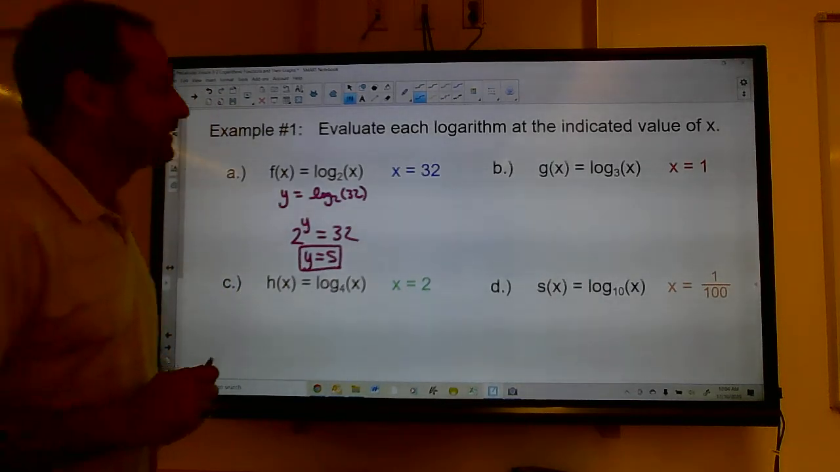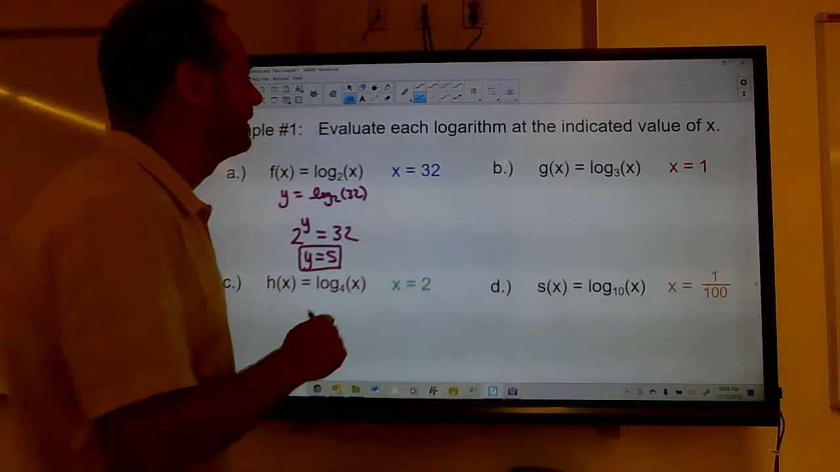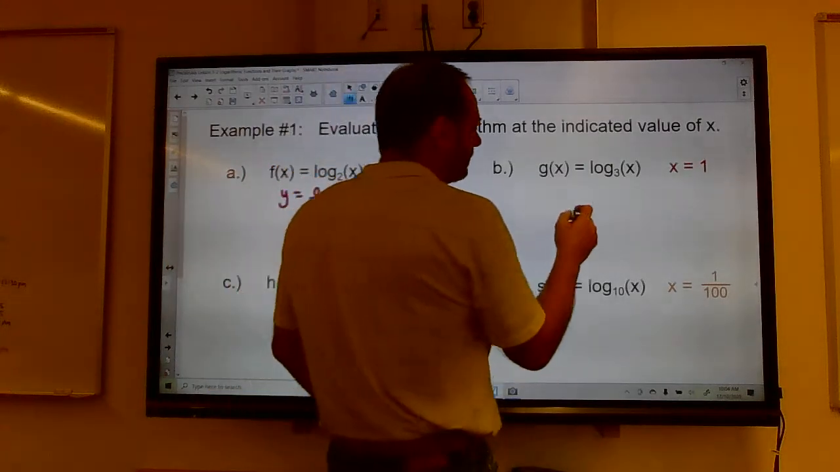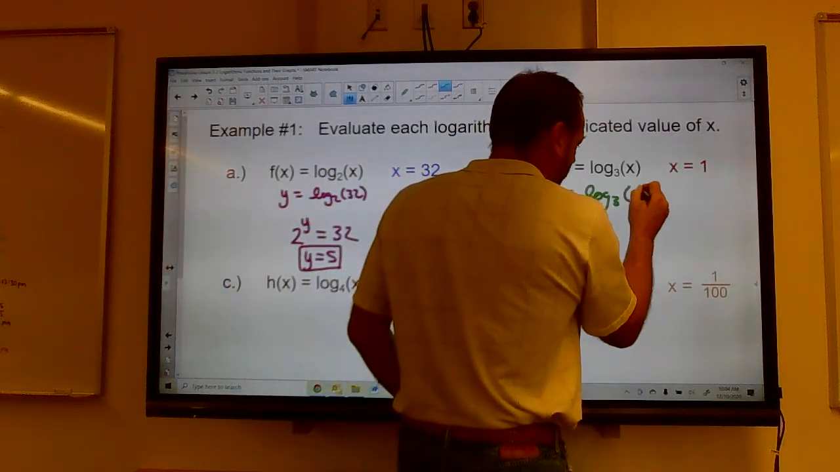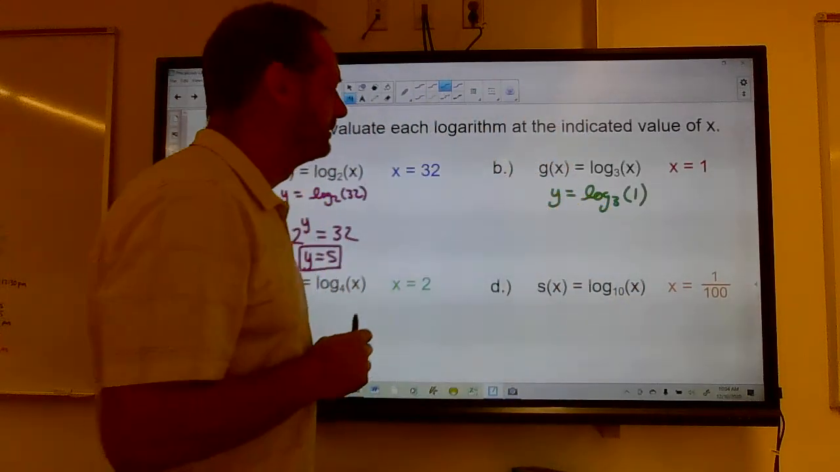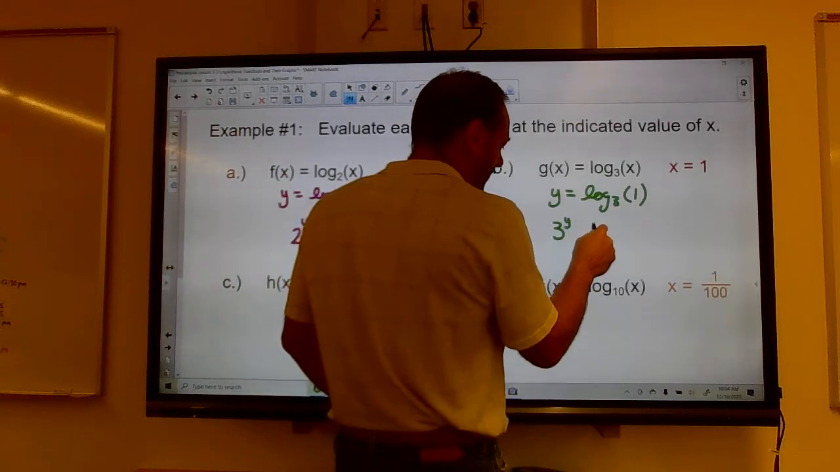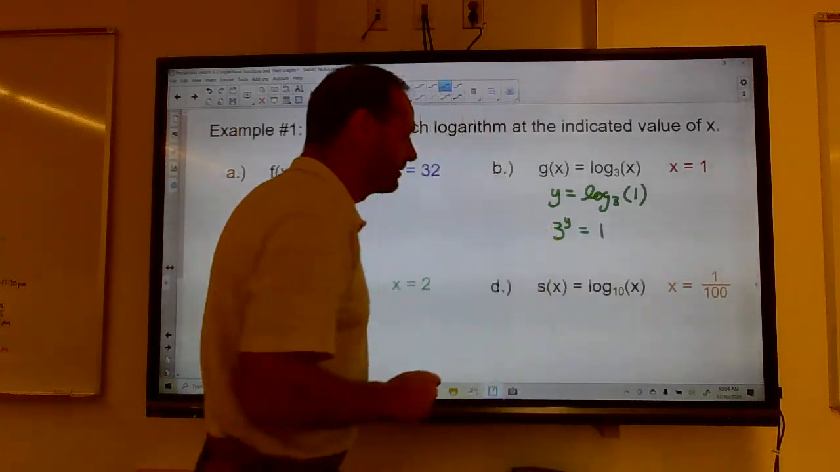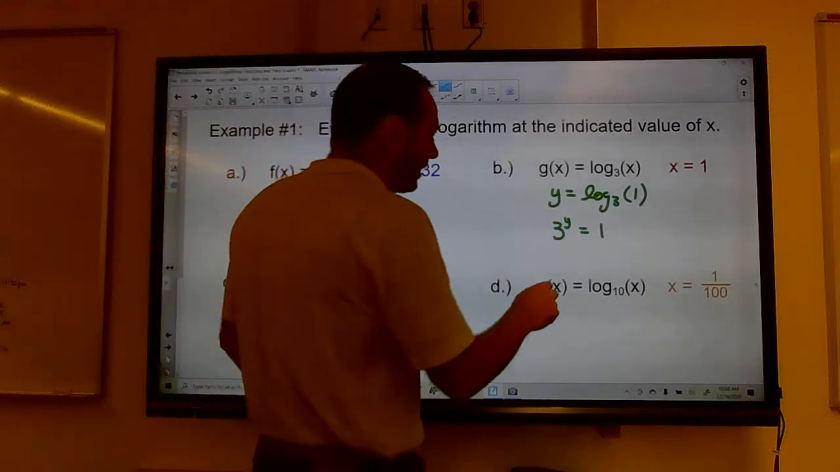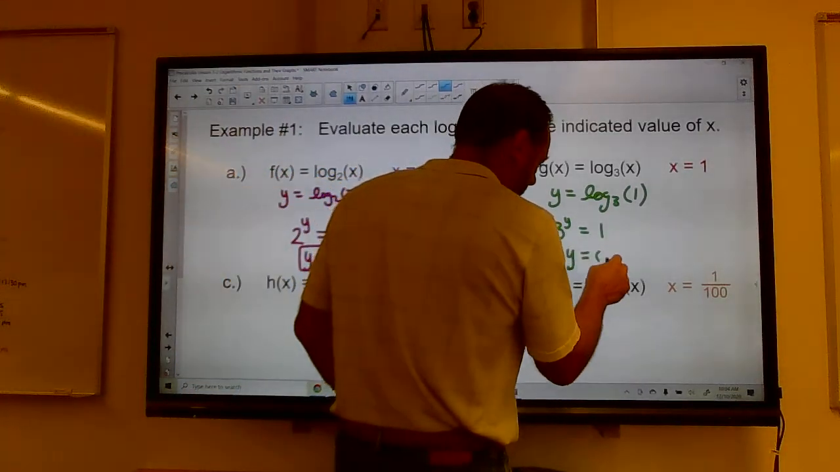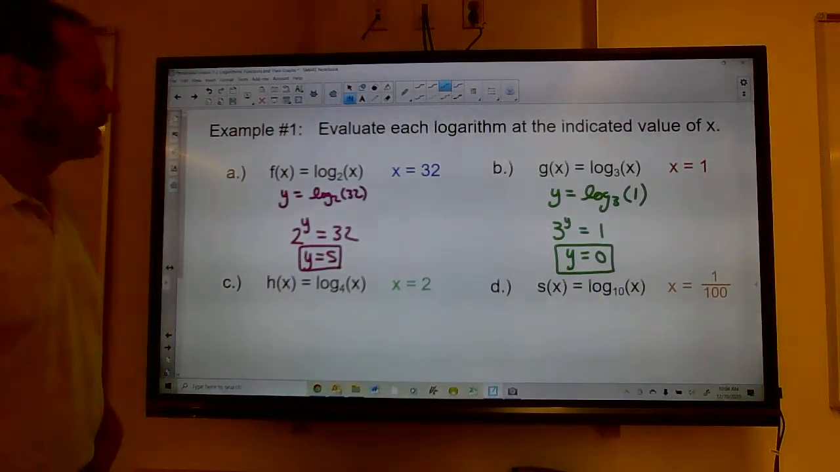Okay, over here, g of x, the log base 3 of x, where x is 1. So we'll rewrite this as y equals the log base 3 of 1. So my base is 3, my exponent is y, and the answer is going to be 1. And 3 to what power equals 1? Well, any number to the 0 power is 1, and so there we go. Y is 0.